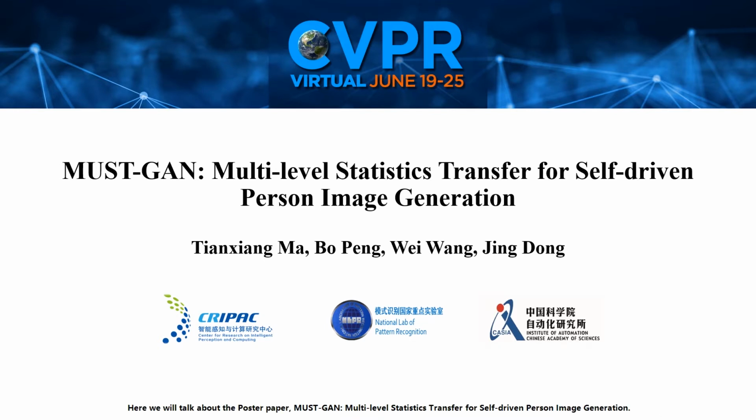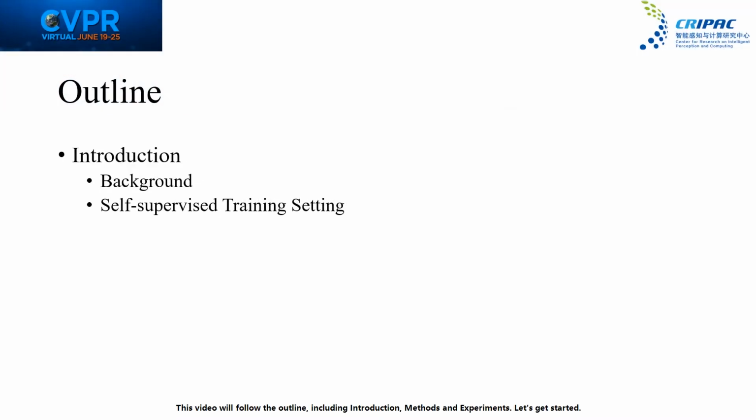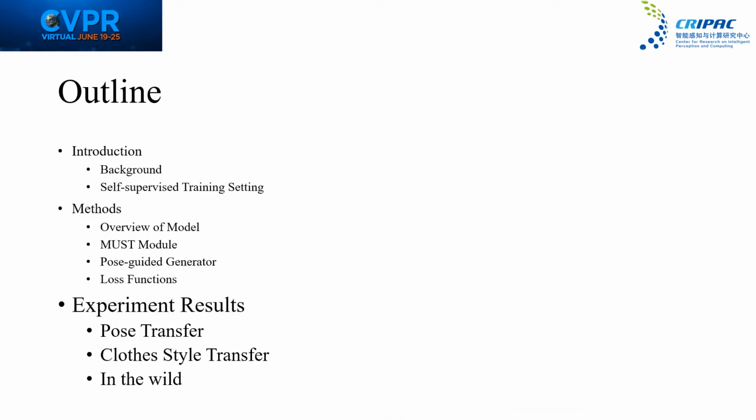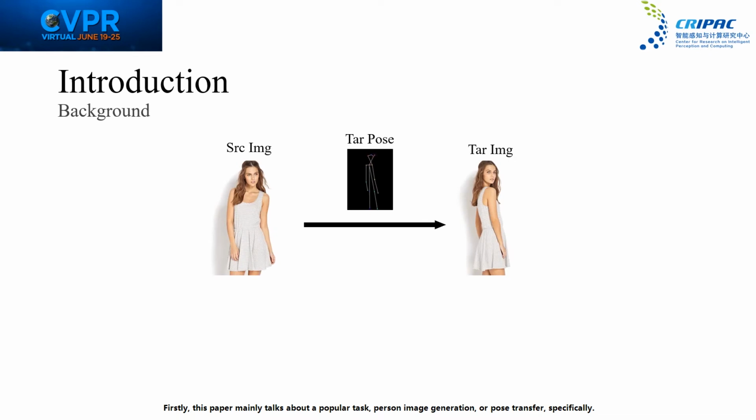Here we will talk about the poster paper, MUST-GAN: Multi-Level Statistics Transfer for Self-Driven Person Image Generation. This video will follow the outline, including introduction, methods, and experiments. Let's get started. Firstly, this paper mainly talks about a popular task, person image generation, or pose transfer specifically.